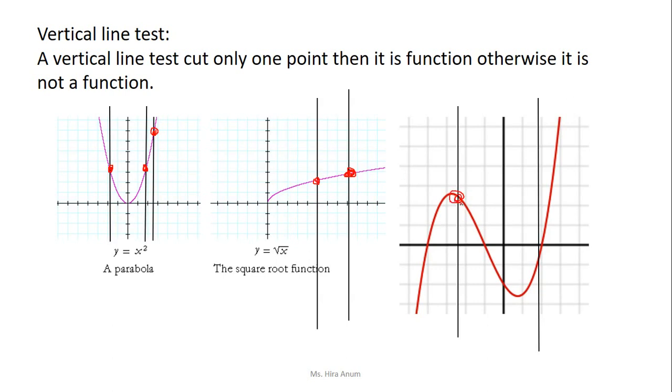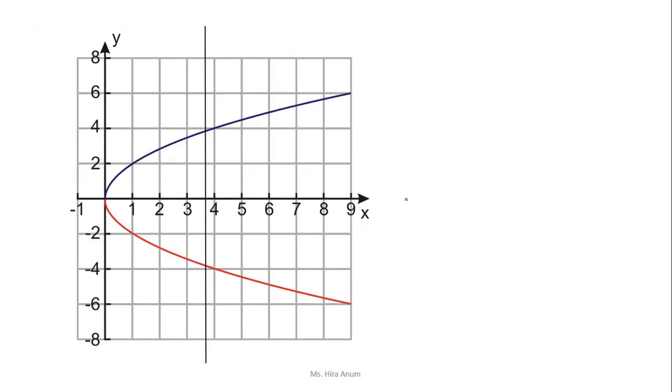This also cuts at one point. This also cuts at one point. So this is a function. You can see this line cuts at 2 points, so this is not a function. This is not a function because it's cut 2 times on the graph.